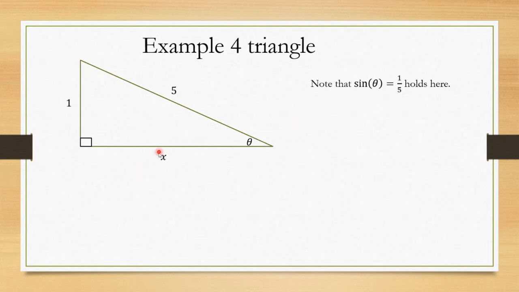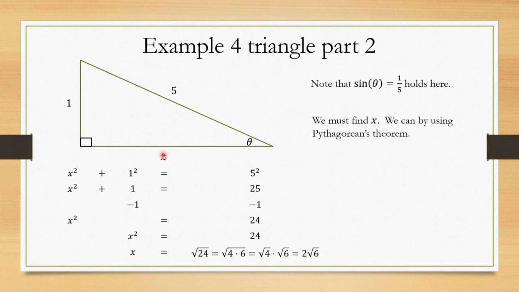But we need to know what this side is, right? In order to get all the trig functions, we need to know all sides of the triangle. So how do we get this side? Pythagorean theorem. We have x squared plus 1 squared is 5 squared. Remember, normally in the Pythagorean theorem, you have a squared plus b squared is c squared. C is always the hypotenuse. A and b are the legs of the triangle, right?